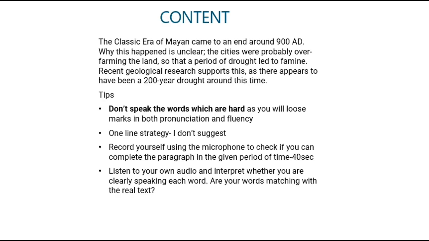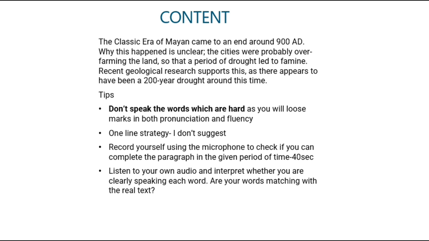Then comes the marking criteria. We focus on content and fluency, but pronouncing each and every word clearly is very, very important. And we must not speak too fast or too slow. We must speak at a normal speed. In read aloud, we are given 5 points for content, 5 points for fluency, and 5 points for pronunciation. So, what is content here? You have to speak each and every word given in the paragraph.